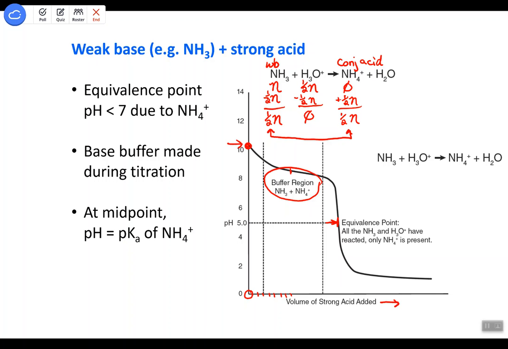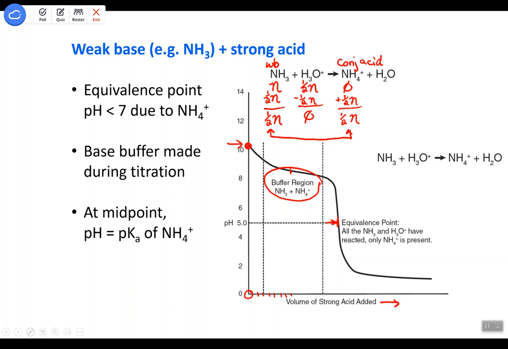We can recognize this weak, strong titration because it has this gradual buffering region. Now, when we get to our equivalence point, let's go from here. We started with zero amount of our strong acid. We added drop, drop, drop, drop, and we got to the midpoint. The midpoint is when we're halfway to the equivalence point. We've added half the amount of strong acid that we want.